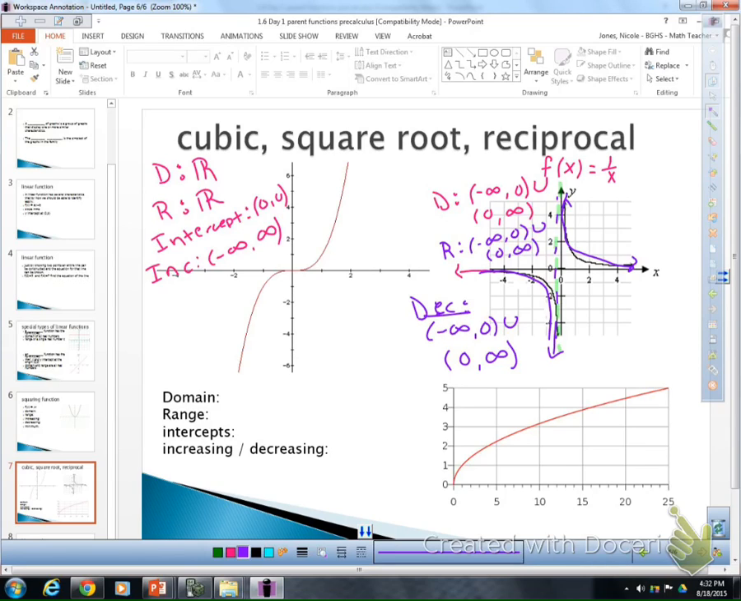Now, I want you to pause me and I want you to do the square root function down here at the bottom. F of x equals square root of x. Find the domain and range, any intercepts if they exist, and increasing and decreasing.